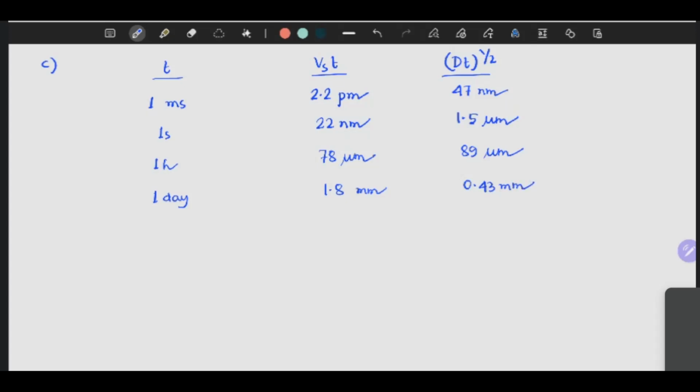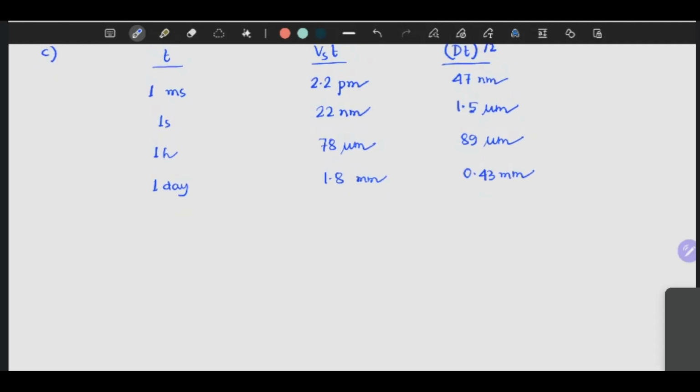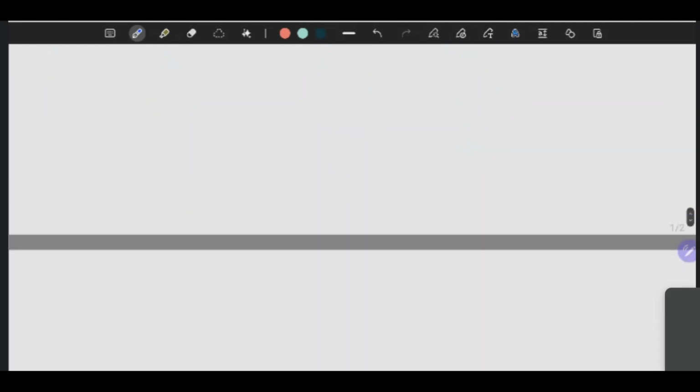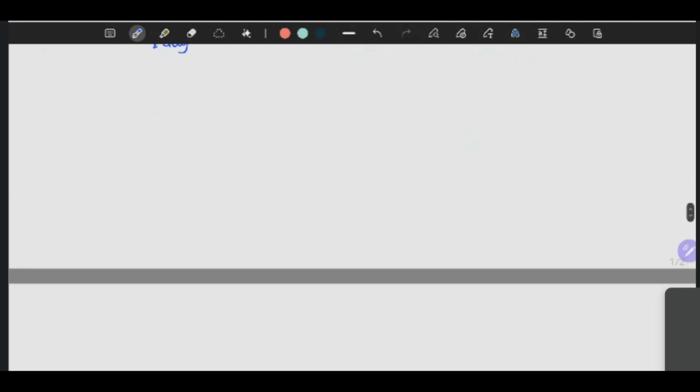So you can say that on average, when t is larger, you can consider this as Brownian motion. Okay, so let's solve another problem.